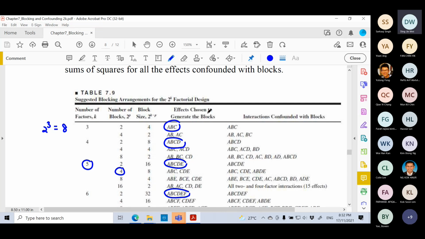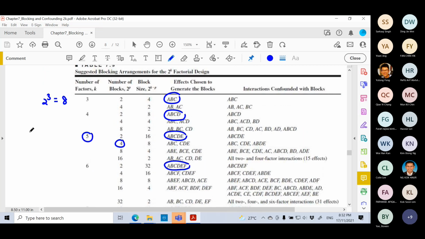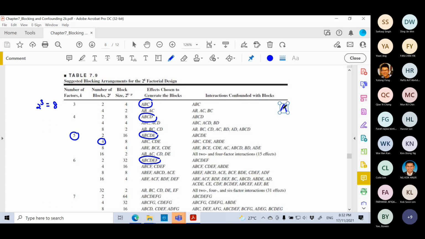And for the effects, how do we choose again to generate the blocks? For the effects, what effect is it? Okay, the effects. So let's say you have the factors A, B, C, D, E. You have 5 factors. Yes. You want to divide it into how many blocks? Let's say 4 blocks. Okay, 4 blocks.